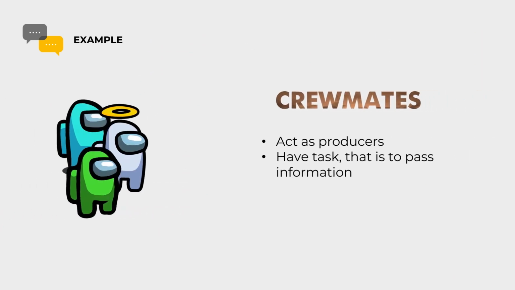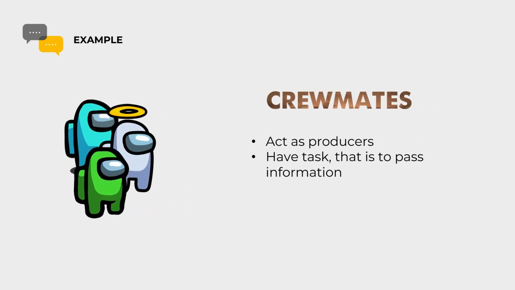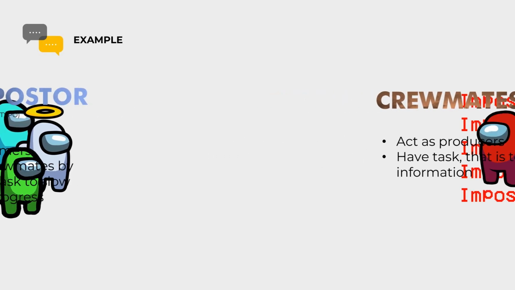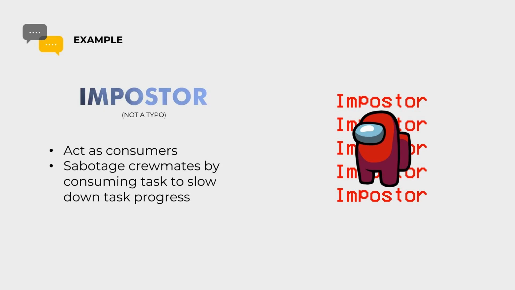For this part, the crewmates will act as producers that pass down tasks into the buffer. The crewmates have a set of tasks they need to complete to ensure the ship's safety. The imposter will act as a consumer that will consume tasks from the buffer. The imposter will be trying to sabotage their progress by consuming tasks given by crewmates.